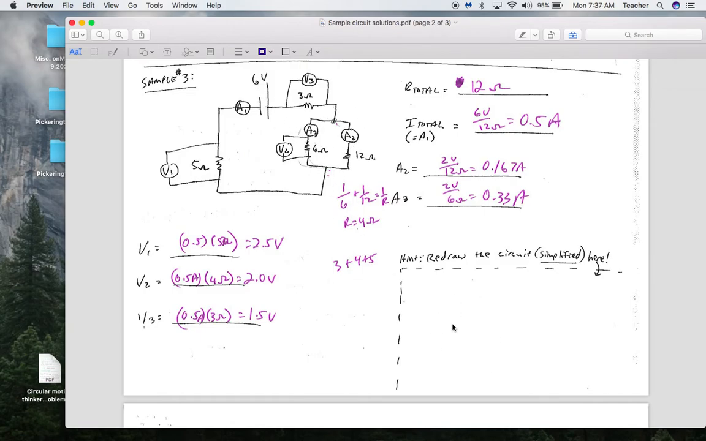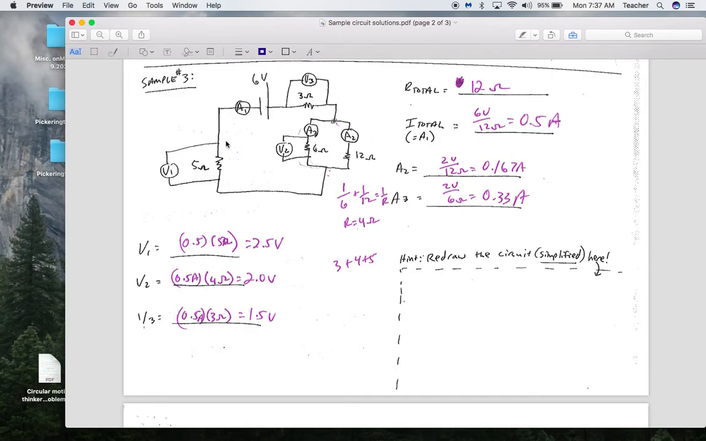So I would ask you to redraw the circuit here with a 3 ohm resistor, a single 4 ohm resistor, and a 5 ohm resistor. When I do that, I get 3 plus 4 plus 5, which means my total resistance is 12 ohms. Total current, 6 volts divided by 12 ohms, is 0.5 amps.